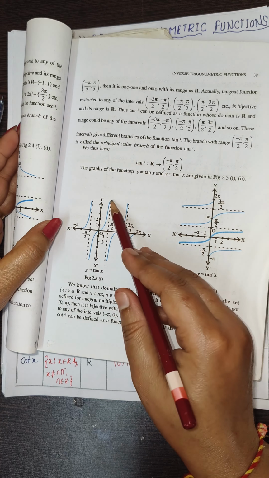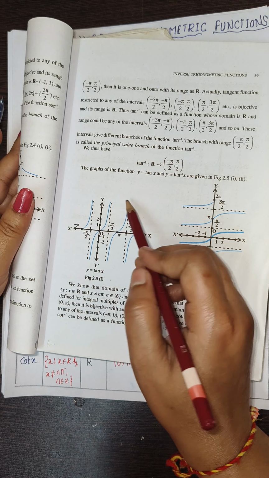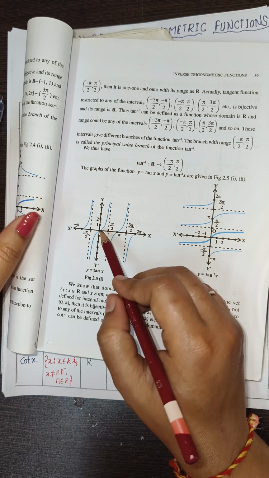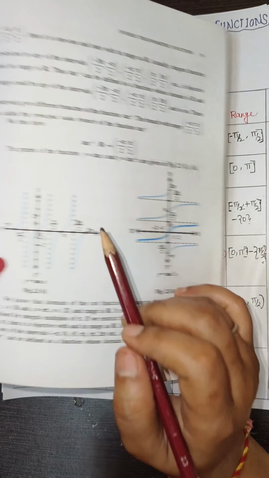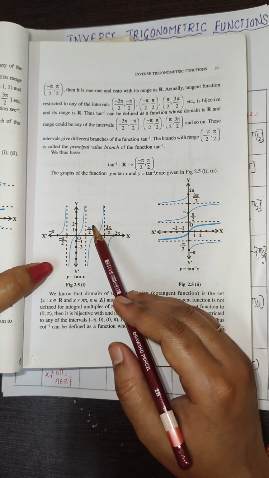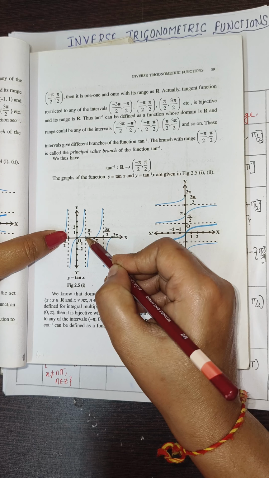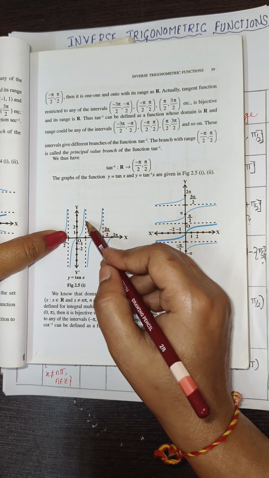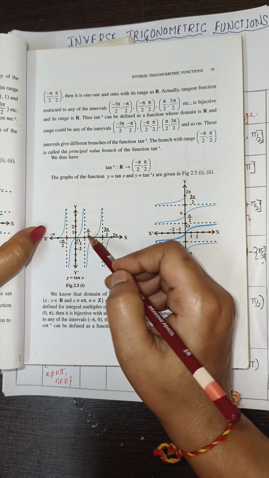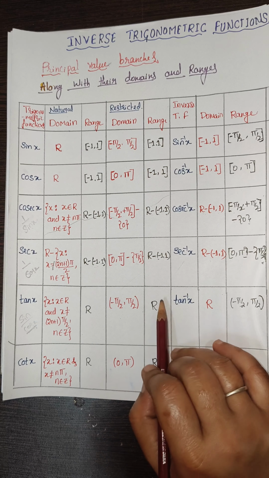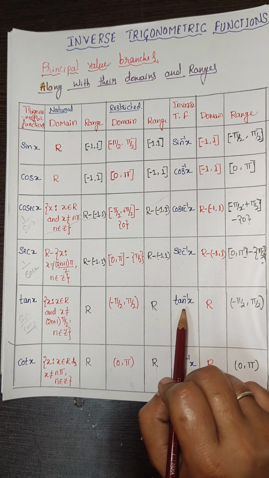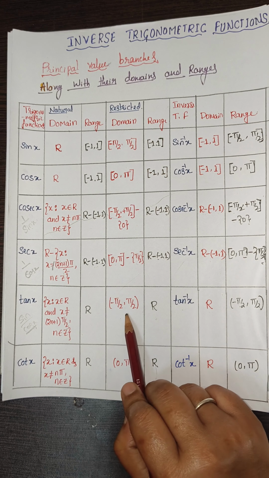And the range will be all the real numbers. Now see here, all the real numbers. In the previous secant and cosecant inverse cases, there was a gap between −1 and 1, but here it covers all the real numbers. Okay, so now we have to take the restricted domain. The restricted domain is −π/2 to +π/2, because for different inputs we get different outputs. So we have to take −π/2 to +π/2. Again the range will be all the real numbers.